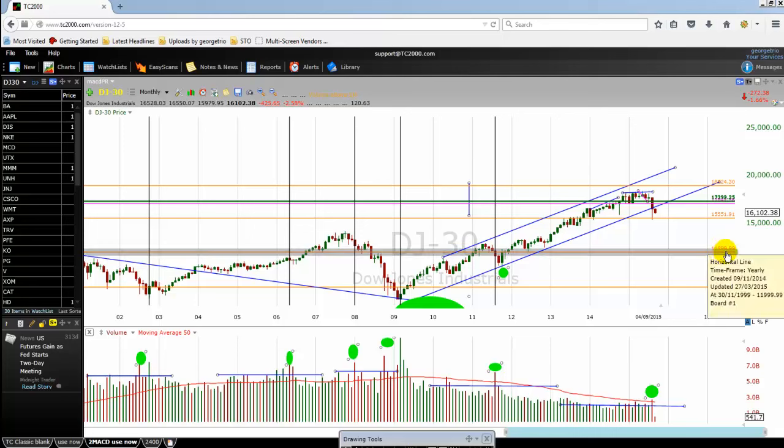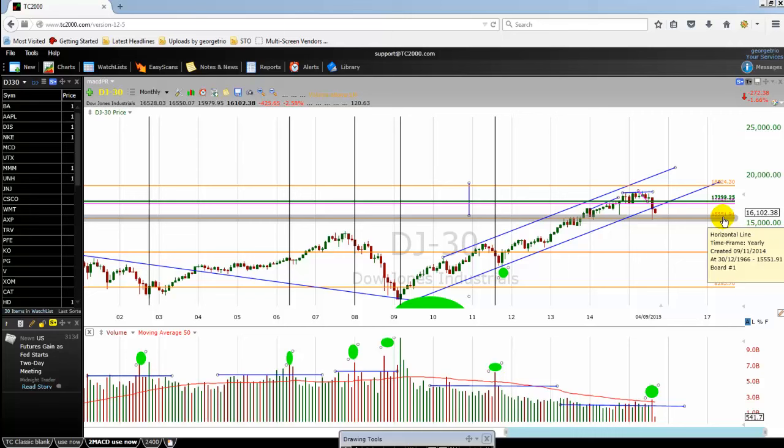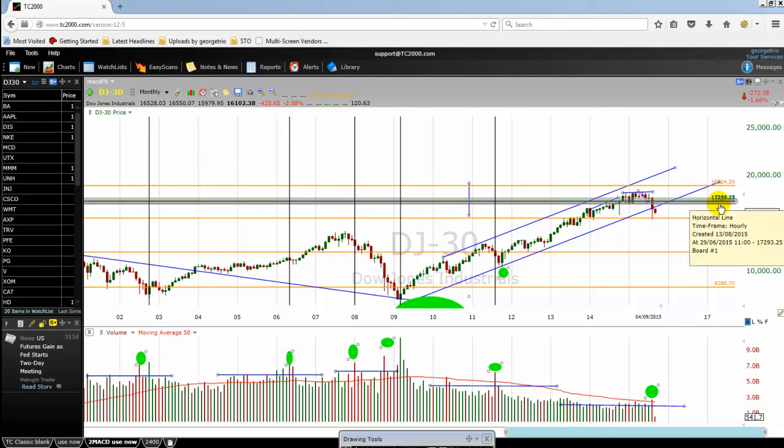11999, key level for the Dow Jones. 15551, key level for the Dow Jones. Another one here, 18954, another key level for the Dow Jones. Another one, 17292, key level for the Dow Jones. A surge in trading volume will often take place around key levels.